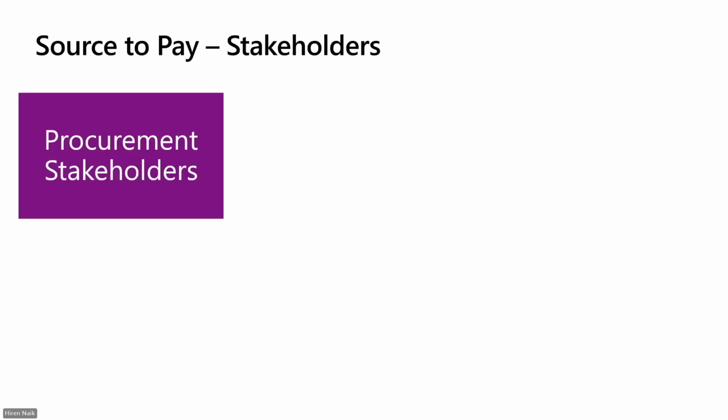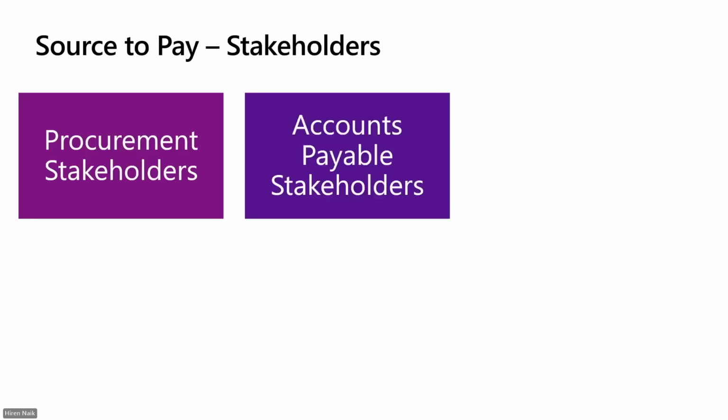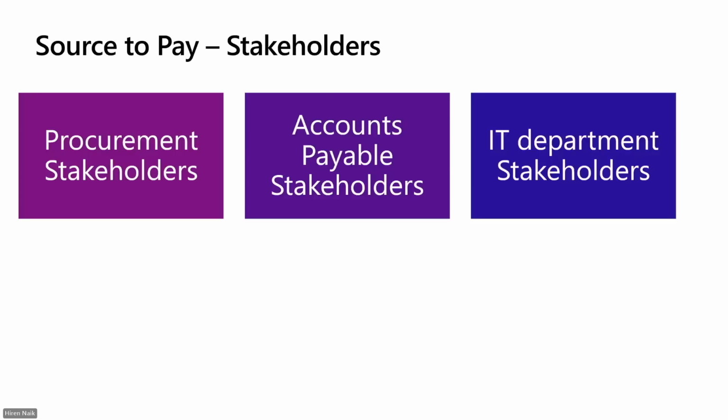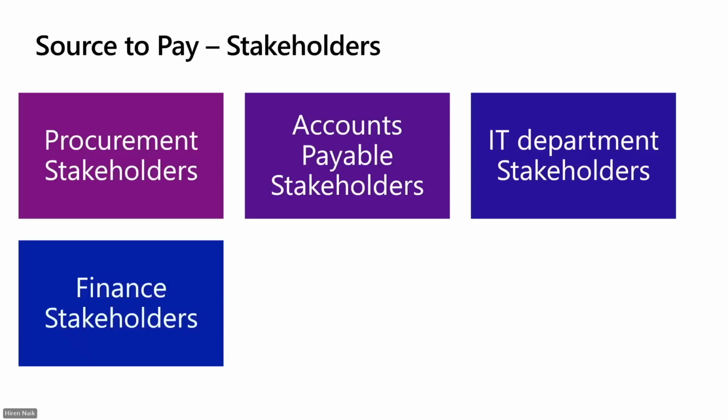Implementing a technology solution such as Dynamics 365 to support the source-to-pay process end-to-end involves a range of stakeholders from various departments and levels of the organization. Here are some of the typical stakeholders involved. Procurement stakeholders, including buyer, director of procurement, purchasing agent, purchasing manager. Accounts payable stakeholders, including accounts payable clerk, accounts payable manager. IT department stakeholders, including system analyst, director of IT, business systems analyst. Finance stakeholders, for example, controller, CFO, accountant, or accounting manager.